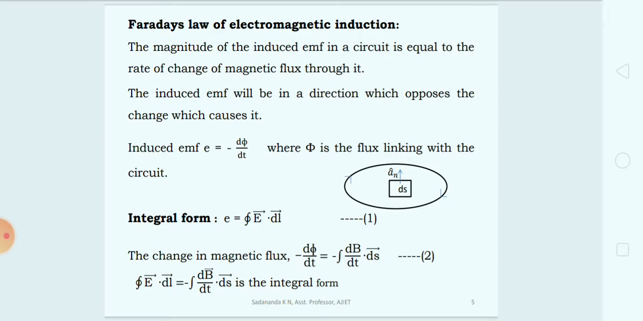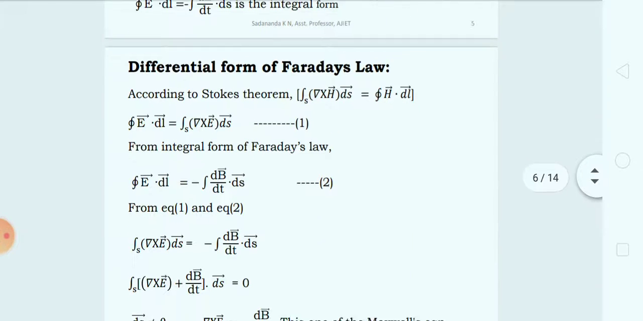But the EMF induced in the loop is E equal to the line integral of vector E dot dl. That means the EMF induced along the length of the conductor or the coil can be written as the line integral of vector E dot vector dl. So in turn we can write the Faraday law in integral form, that is, the line integral of vector E dot vector dl is equal to minus the surface integral of dou by dou t of vector B dot vector ds. It is the integral form of Faraday law.